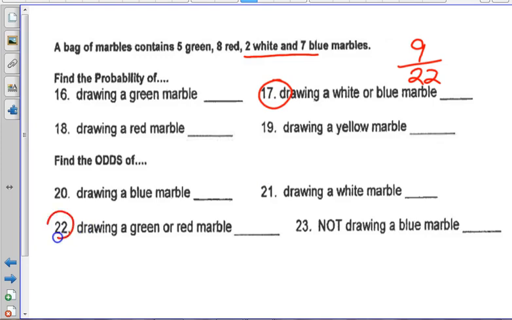What if we did the odds question that said drawing a green or red? How many green or red are winners? 13. If it's an odds question, it's not out of 22. It's winners to losers, so there's 9 losers. Everybody okay? Probability is winners out of total. I always think of odds as winners to losers.